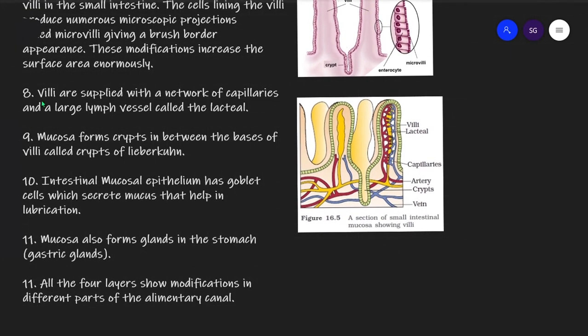Now, if you look inside the villi, as we have studied, these are the finger-like projections in the small intestine. There we see a network of capillaries and a large lymph vessel called lacteal. In the villi, there are these capillaries. This red and blue portion shows the capillaries, and this yellow colored portion is the lymphatic vessel, which is called lacteal. So what is lacteal? Lacteal is the lymphatic vessel present in the villi of the small intestine.